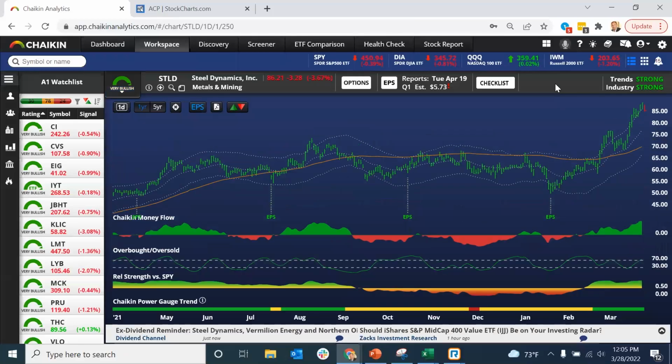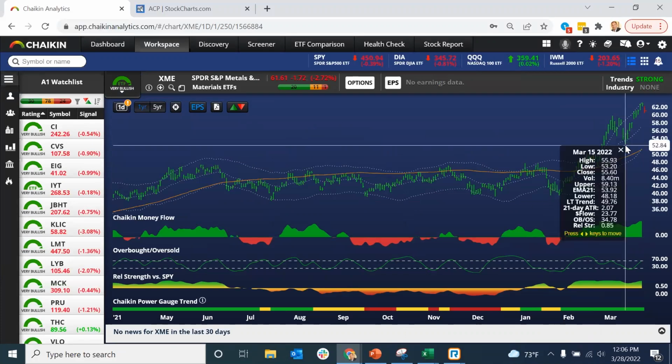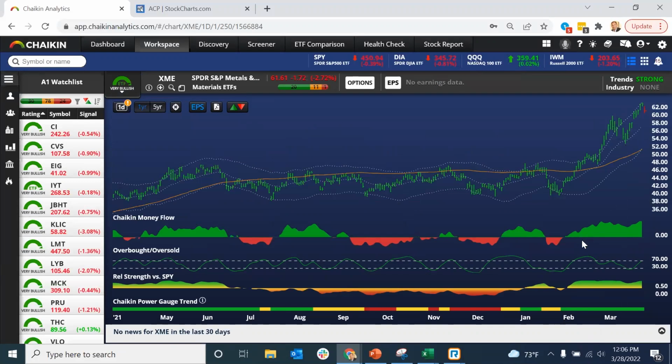It's not fantastic. But in the metals and mining space, which has really been doing well, if you go and look at the ETF XME, the Spider S&P Metals and Mining, it almost looks identical to Steel Dynamics. And really, that range and that trade has been sort of in play for a few months now, since really January, but coming off of a big base. Interesting setup here.